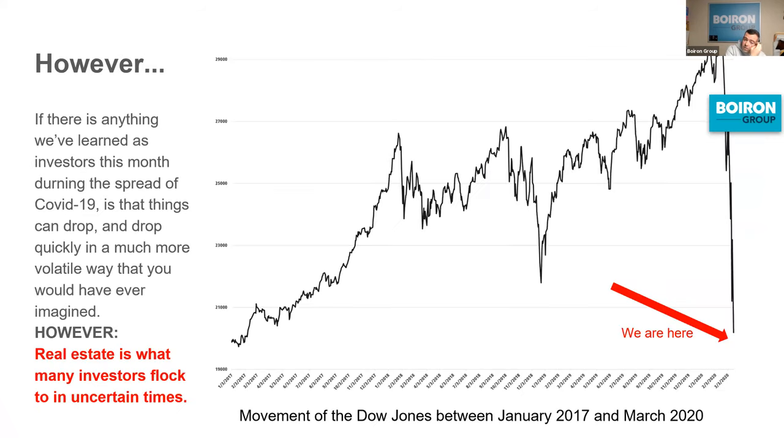So one thing that is clear is, and this is the Dow Jones movement since January 2017, it gives you an idea of the kind of rise that we had there, a few blips along the way, and then a massive, massive fall off earlier this month. I find a lot of people that I speak to who historically do invest in more traditional investments, stock market being one of them.